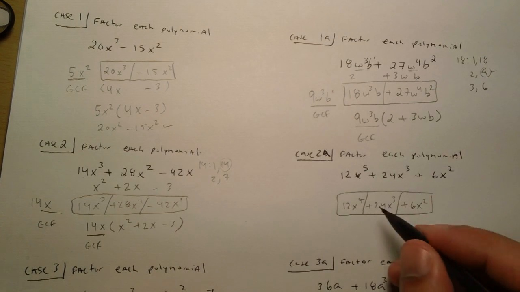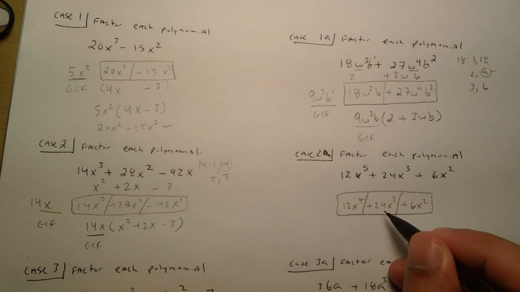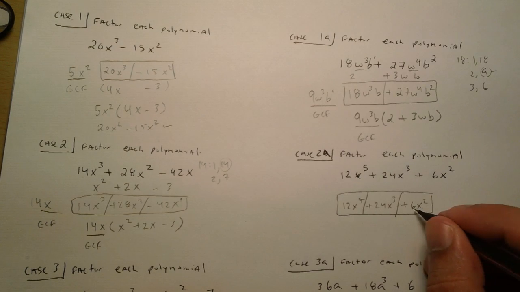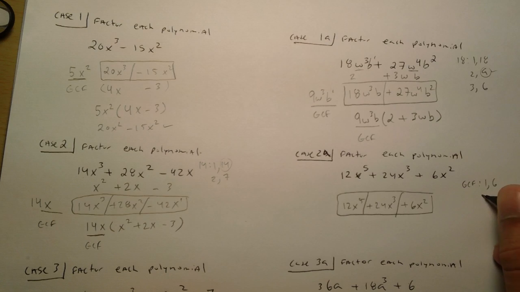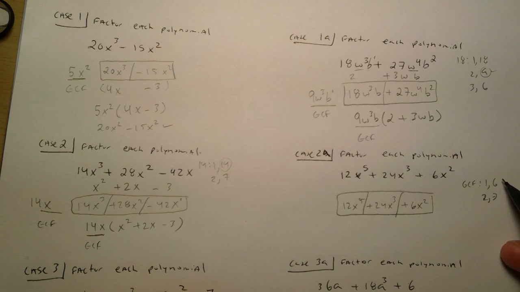Okay. So GCF between 12, 24, and 6. Look at our smallest number. So we have 1 and 6, 2 and 3, and that should be it. Now, looking at the biggest number, does 6 fit into it? 6 is the biggest factor of 6. So let's look at that.